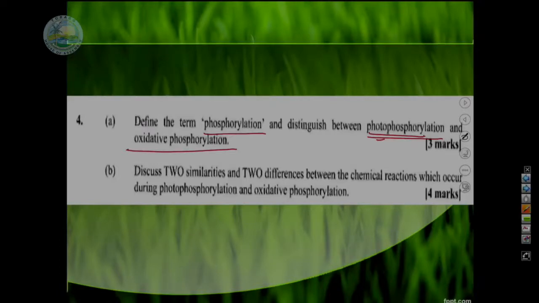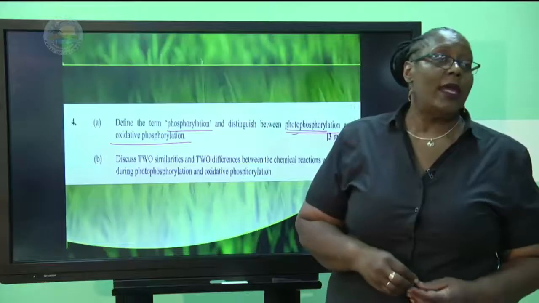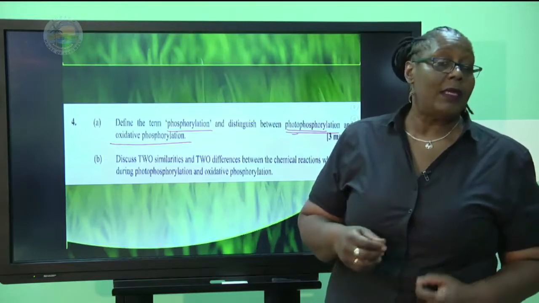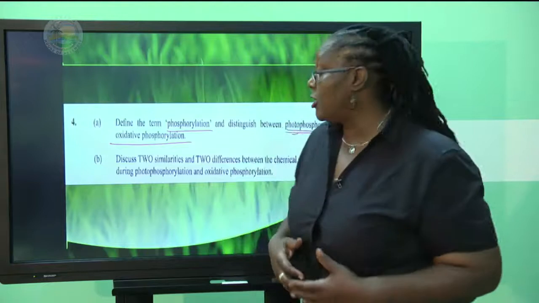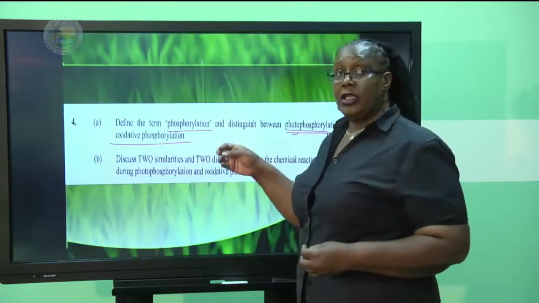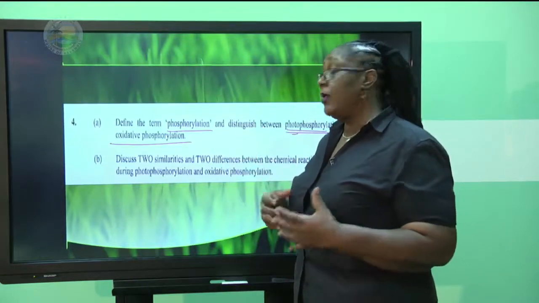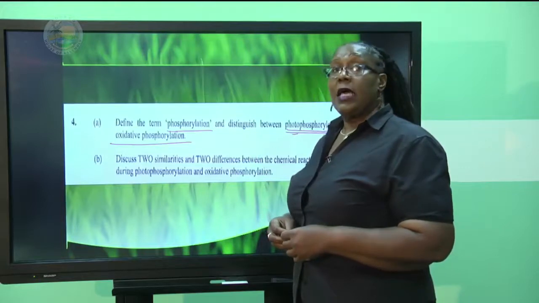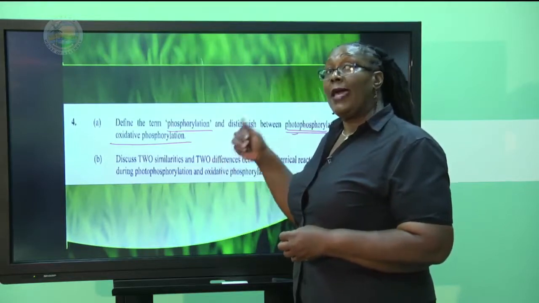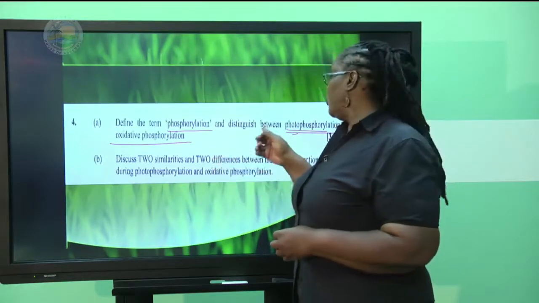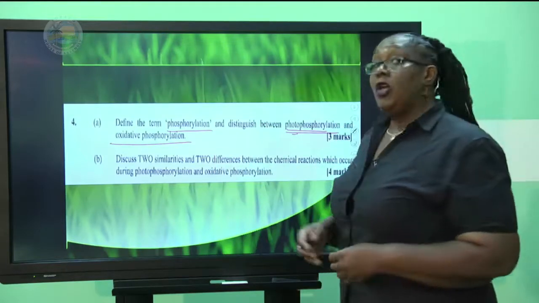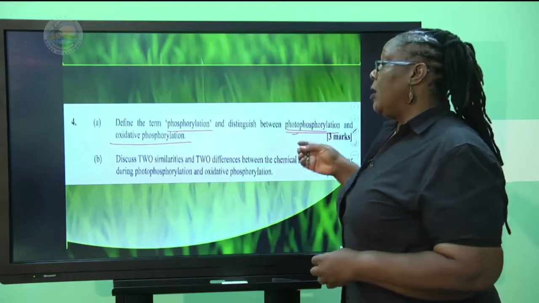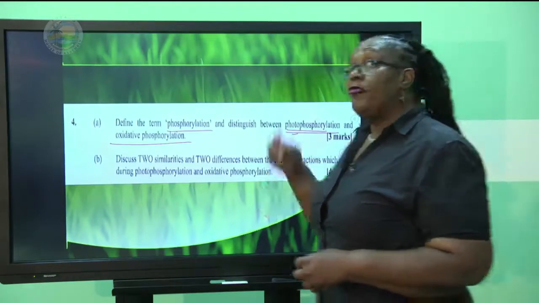But photophosphorylation is when you have water becoming oxidized to hydrogen ions and oxygen, and the energy that is captured within photosynthesis is now being used to form ATP. That is photophosphorylation. Whereas in oxidative phosphorylation, you will have the oxygen being reduced.